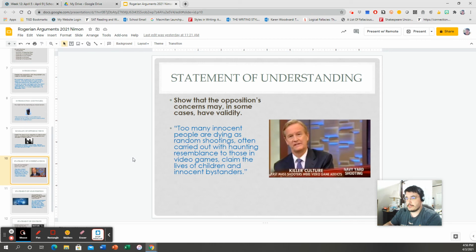Here's where I agree. Too many innocent people are dying as a cause of random shootings. And those random shootings often resemble things in video games. Totally get that. I agree with you. And these shootings, these killings, this violence does cost the lives of people we hold dear. And they do resemble a lot of video games that we see. Totally 100% on board with you on that. So let's move on to the next part.